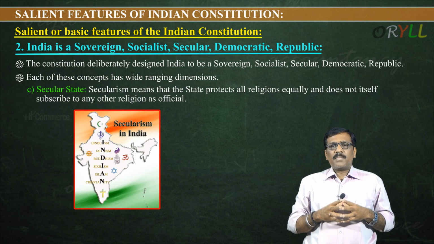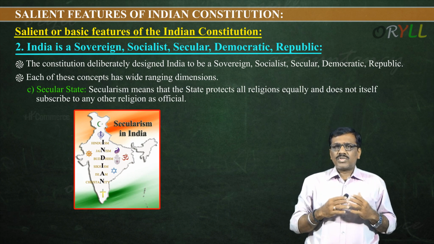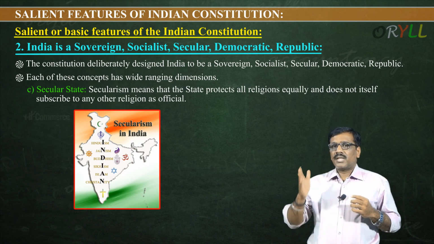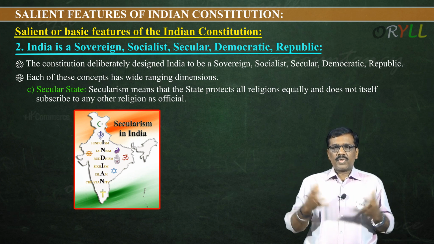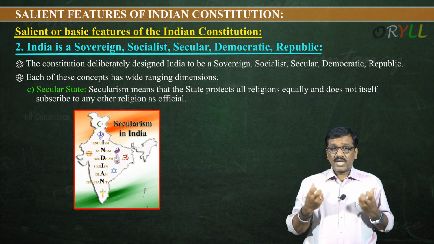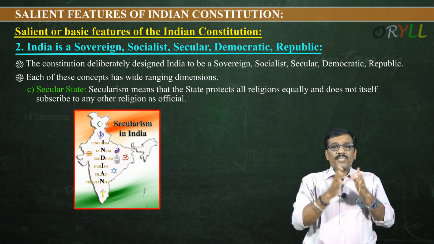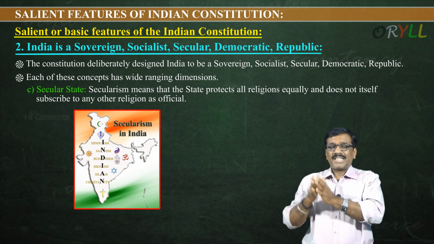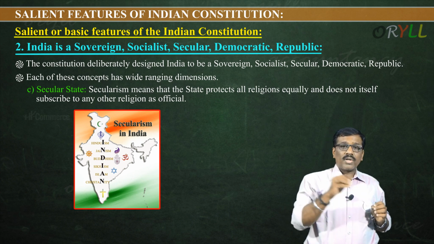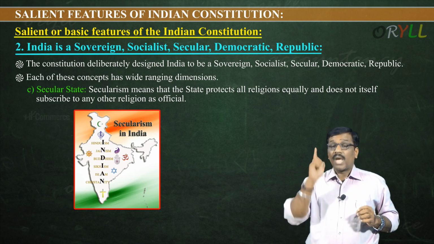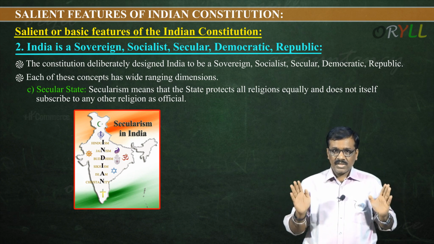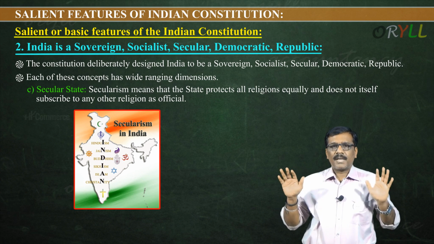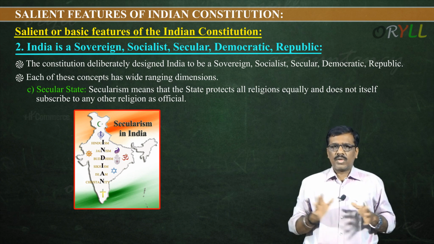Secular state. Secularism means that the state protects all religions equally and does not itself subscribe to any religion as official. You know very well, since our childhood, India is a secular state. Secularism means the government, or the state, will not give any importance or preferential treatment to any one particular religion, and there is no official religion as such. It treats all religions at par. That is known as secularism.